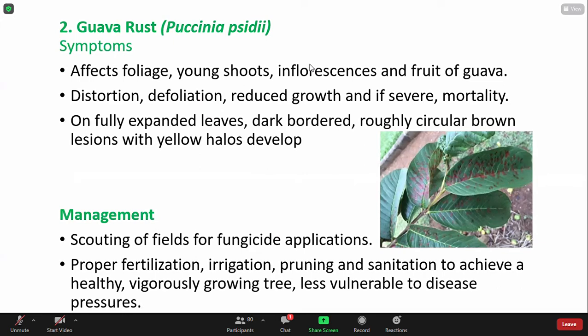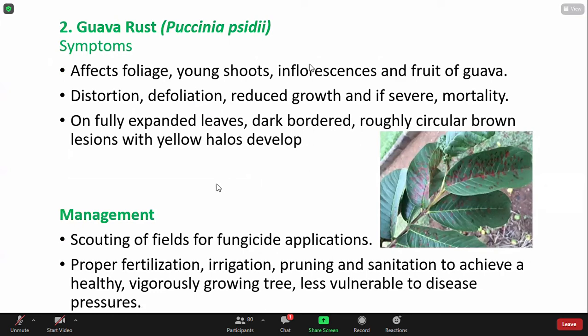On fully expanded leaves, the dark bordered, roughly circular brown lesions with yellow halos can develop. The symptoms are very important to identify the disease sample in your spot exam.